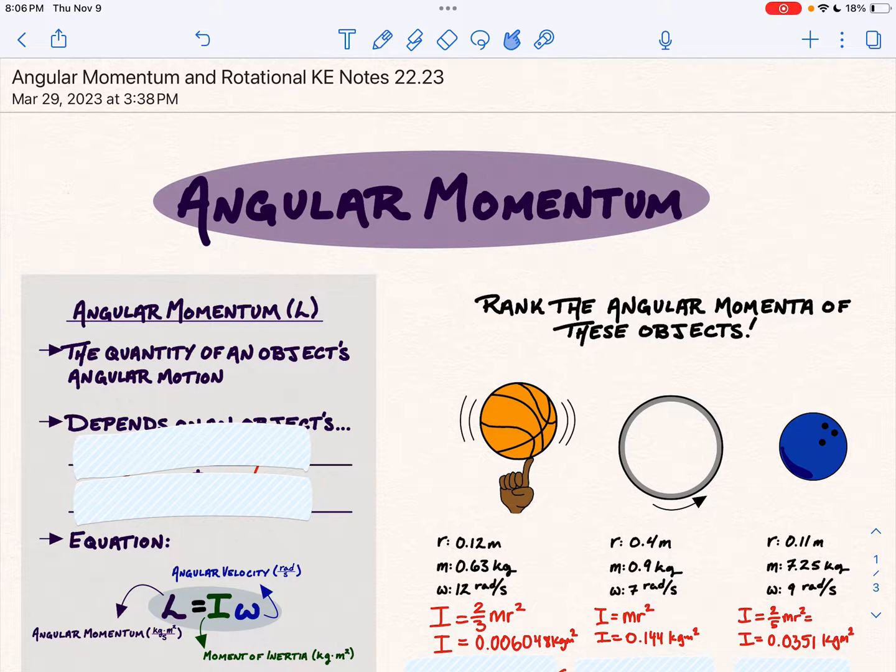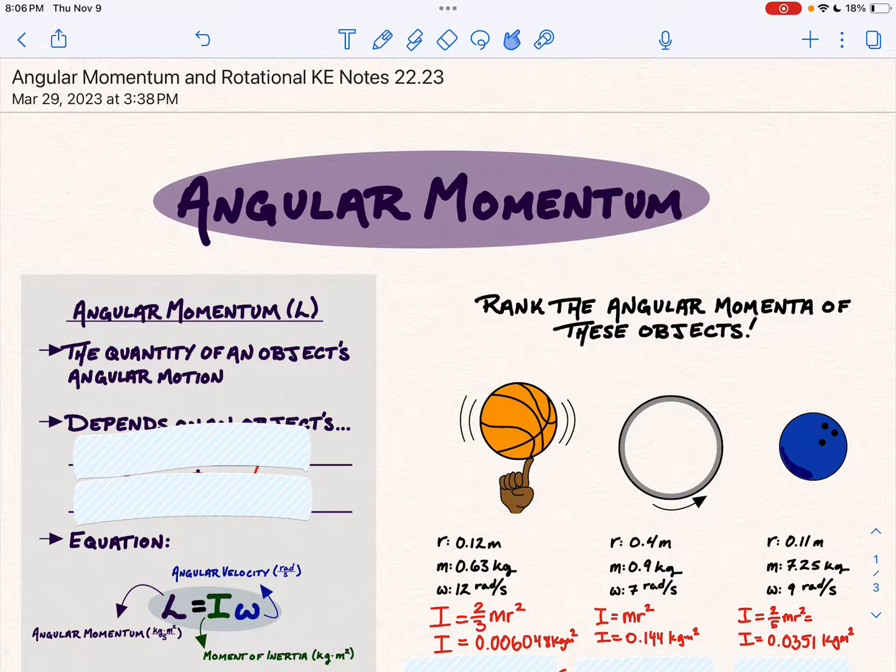Today we're talking about angular momentum. Angular momentum is the quantity of an object's angular motion. It is directly analogous to linear momentum that we learned earlier this year. The equation for linear momentum was momentum equals mass times velocity.